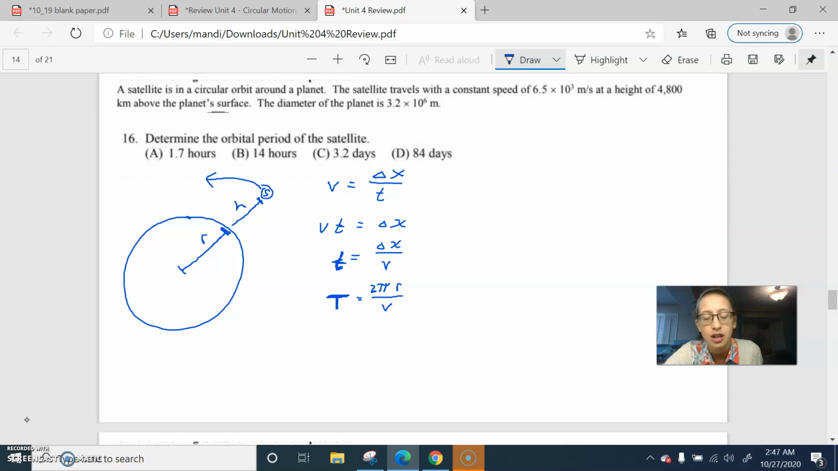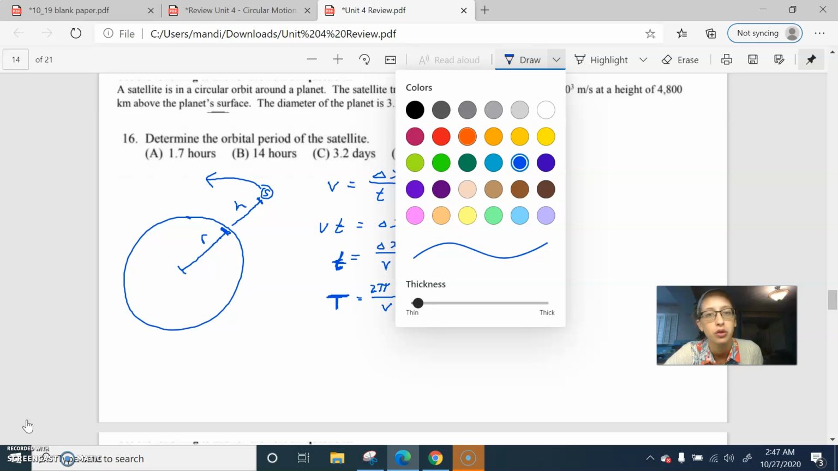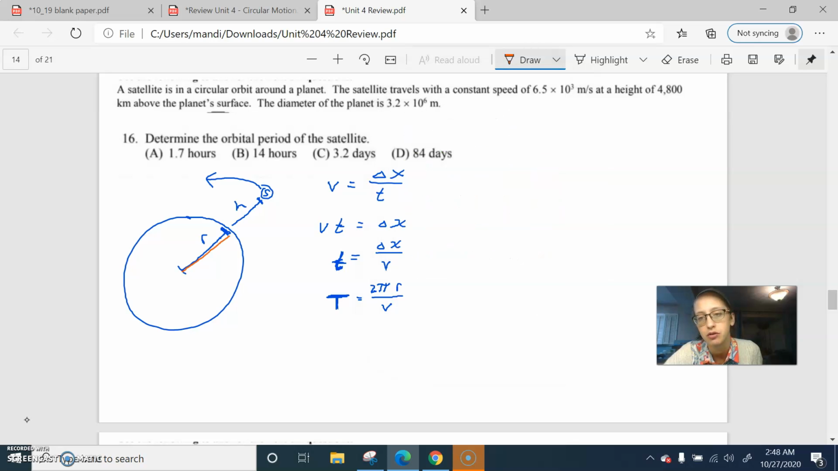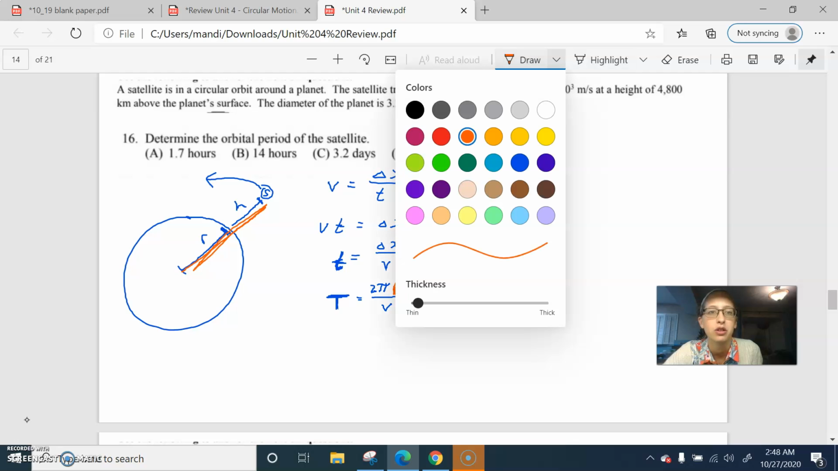So the time period of one revolution is a circumference, 2 pi r, over our velocity. They gave us a velocity. We'll have to find r, and that's going to be super annoying, but we can do it. So the r is the radius of the full journey here, so it's this full thing. That's what we've got to plug in for this r.